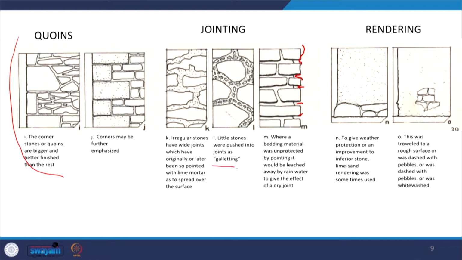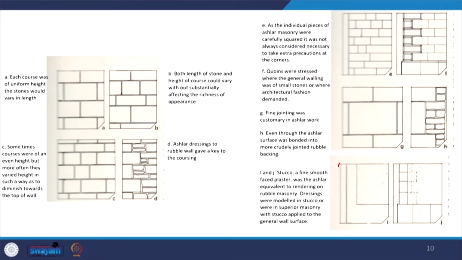This is a technique we talk about: little stones pushed into these joints, which we call the galleting technique. Where a bedding material was unprotected by pointing, it would be leached away by rainwater, giving the effect of a dry joint. There are rendering processes where different types of lime sand rendering are applied on the exterior and interior surfaces, and certain processes using pebbles and whitewashes. Similarly, we have the coursing process, the ashlar dressings and cornerstones, which follow a particular pattern.